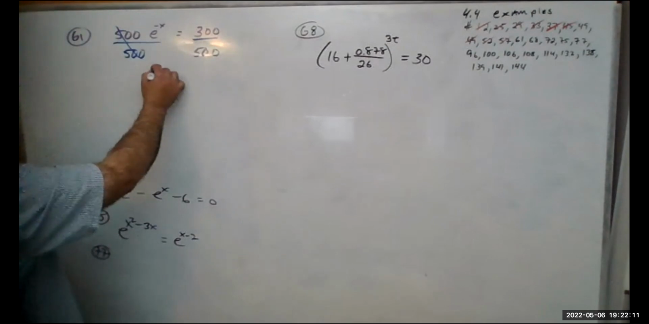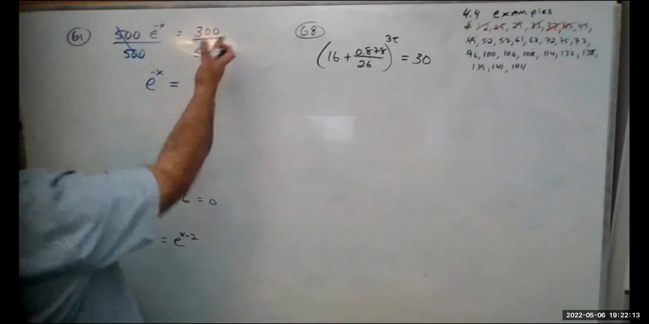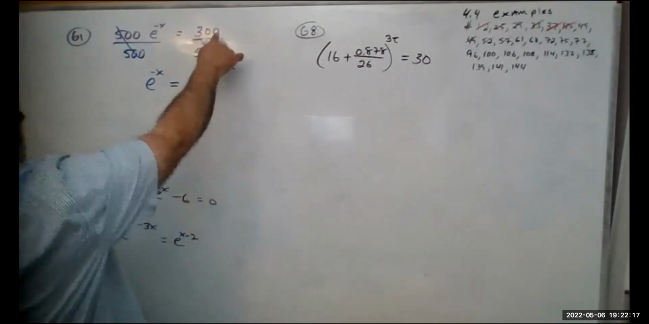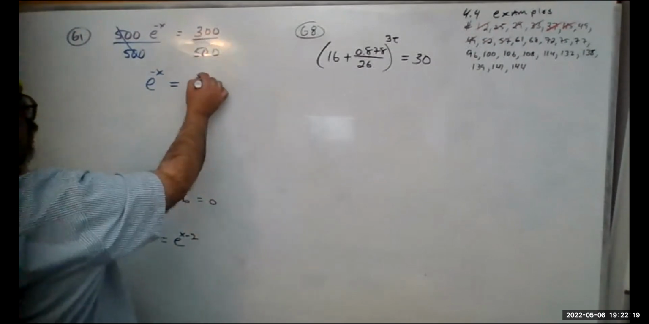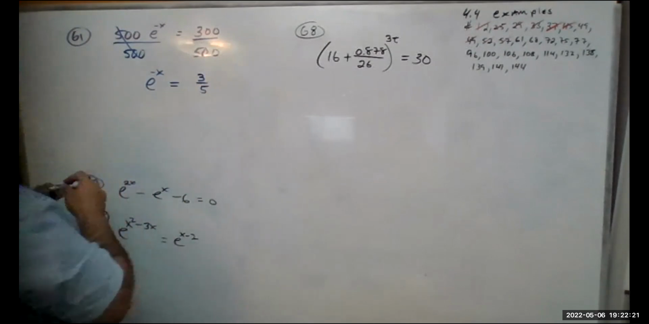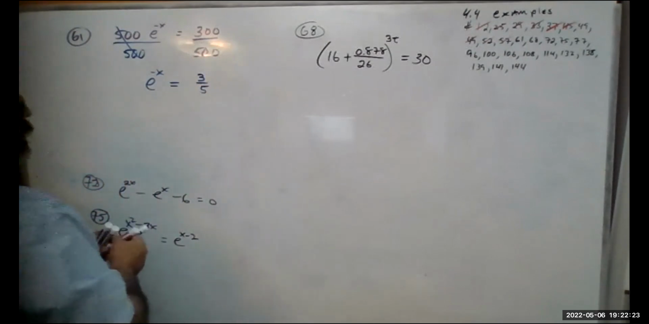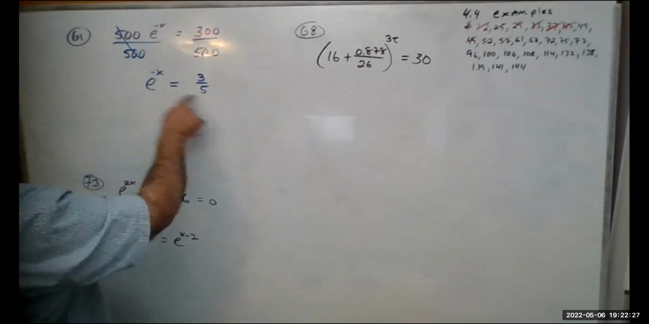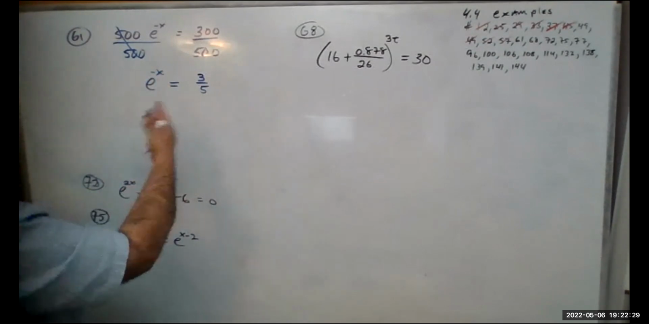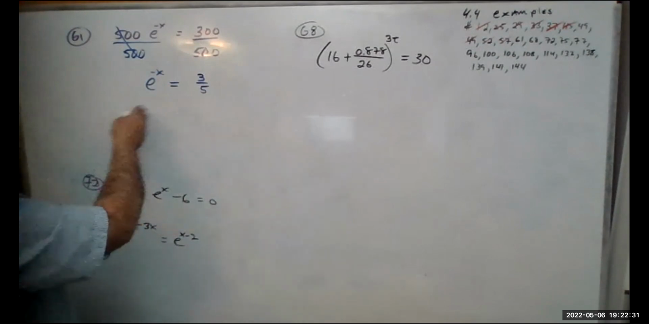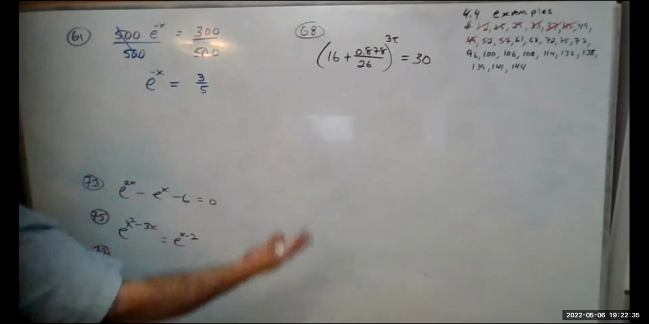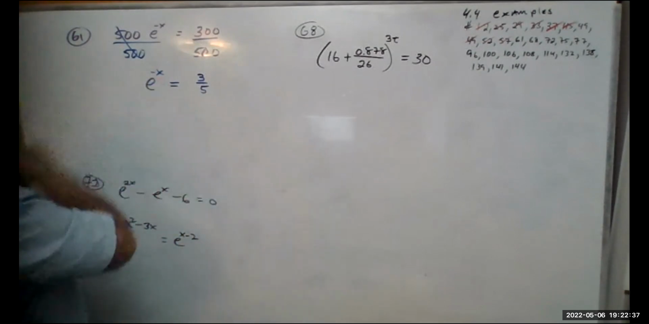So e to the -x. And it really helps if you simplify this. 300 over 500 is just 3/5. Then to undo an e to the x, this is obviously not going to be a 1-to-1 equation where you have e on both sides. So you're going to have to take the logarithm of both sides to undo that exponent.